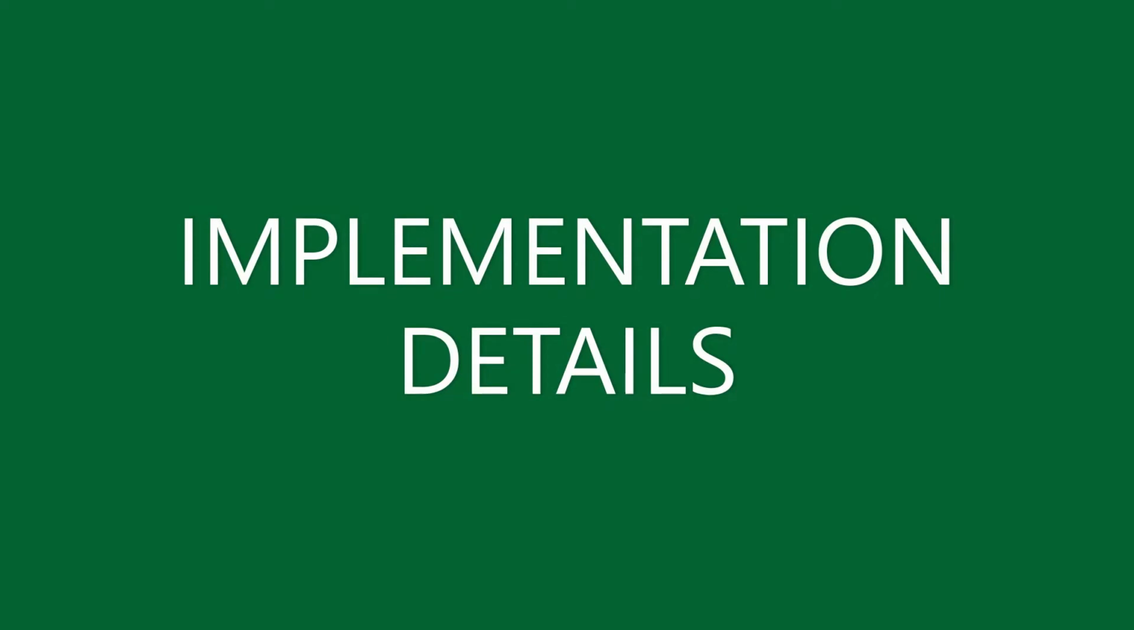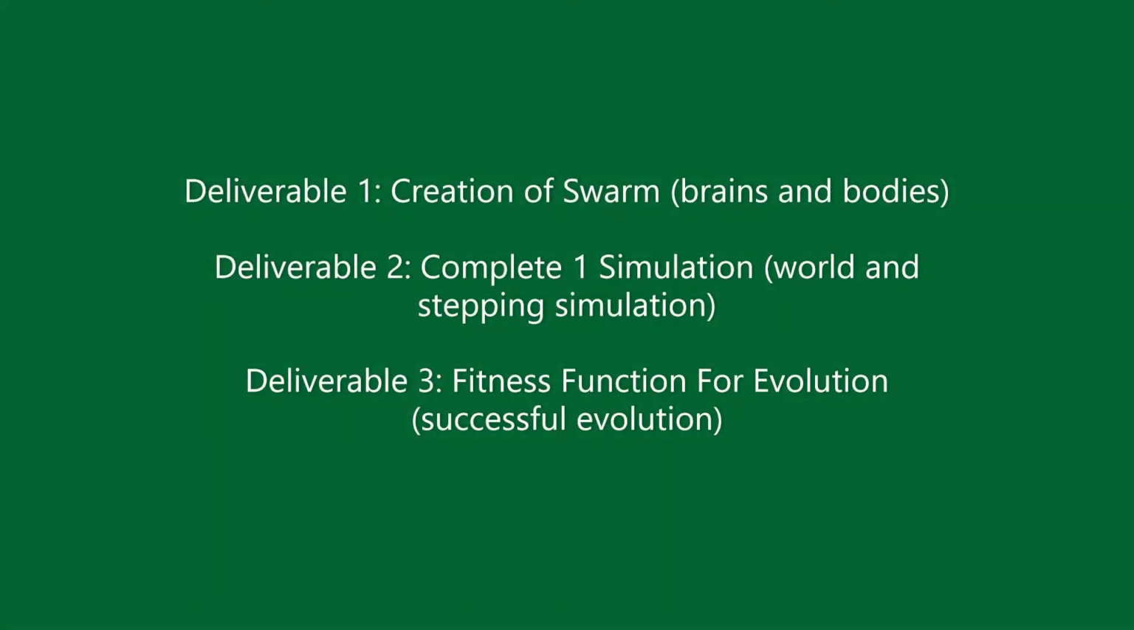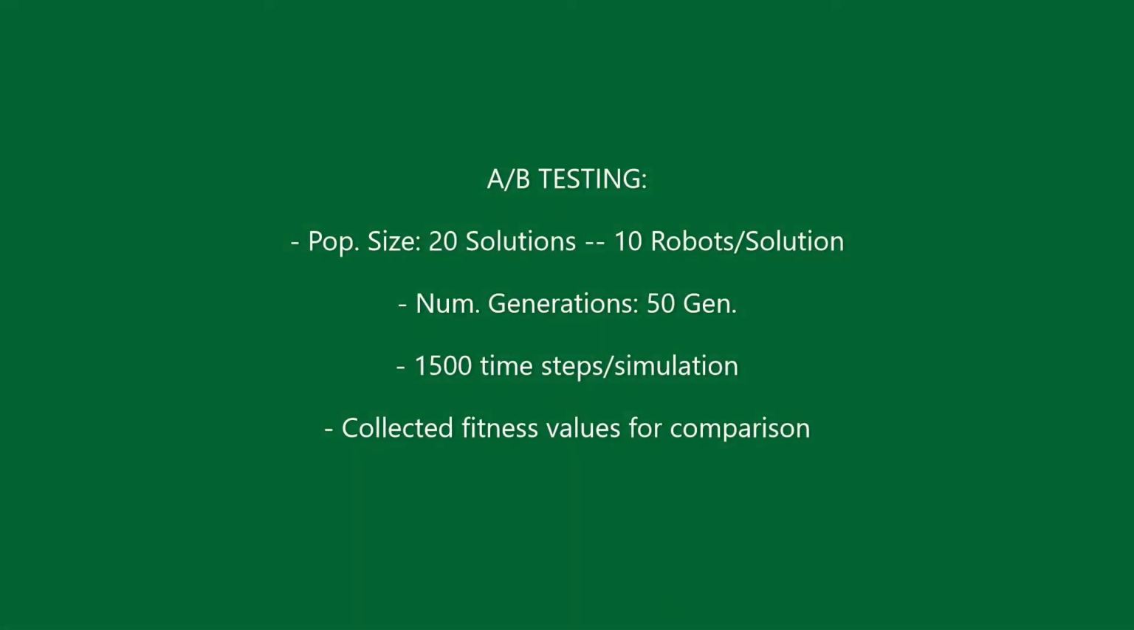This project was broken into 4 phases. The first 3 were deliverables, which built the swarm, then the world, and then a fitness function. The 4th phase was testing. For the A, B, and C variants, this was done with a population size of 20 swarms with 10 robots per swarm that were evolved over 50 generations.